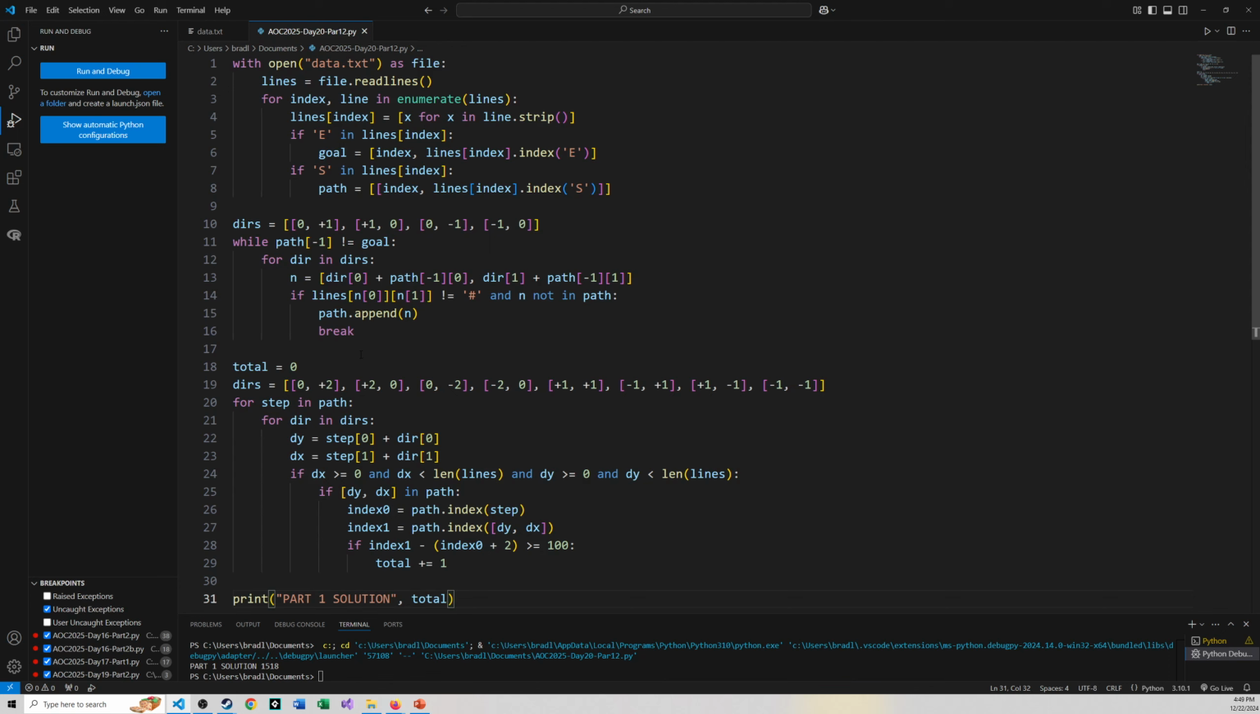So this goes through and checks all 4 directions and makes sure we're heading in the correct direction. That's what this part here is for, because if it's already in the path, that's behind us and we don't need to continue on. So that's what this does.